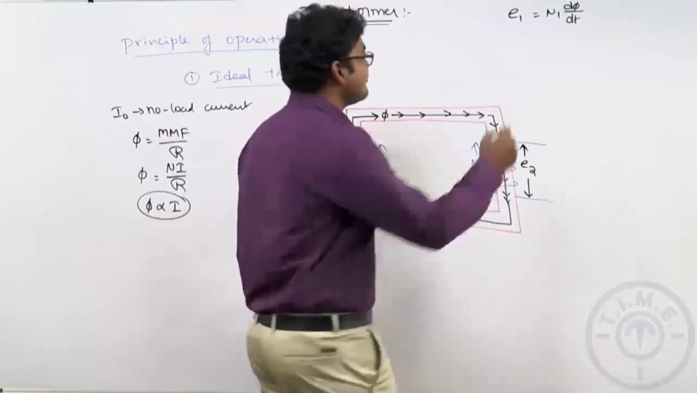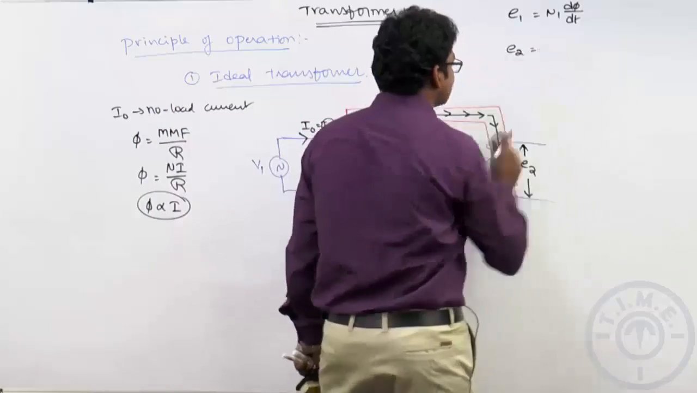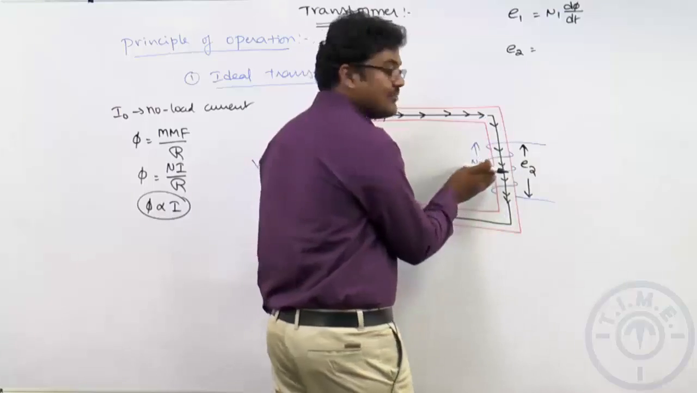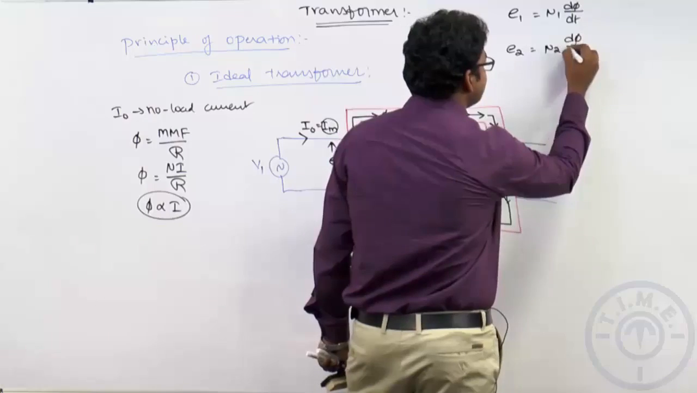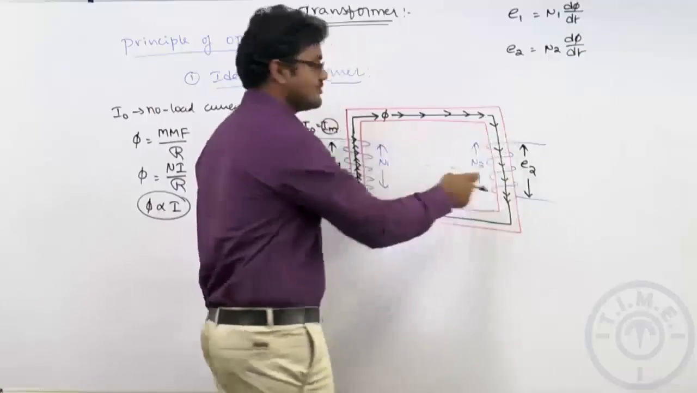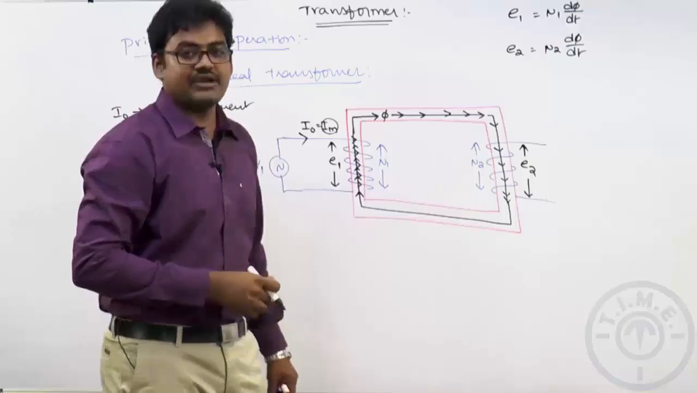So now tell me, what is the formula for E2 according to Faraday's law? E2 will be equal to, how many number of turns are there? N2 number of turns are there. And what is the flux flowing? Phi is the flux flowing, so it is N2 into d phi by dt.